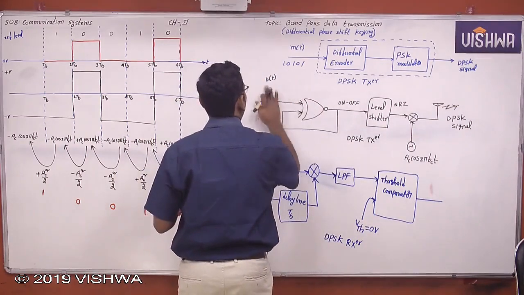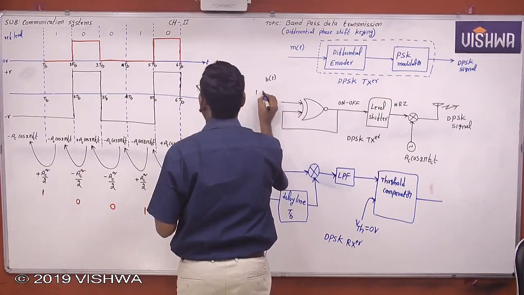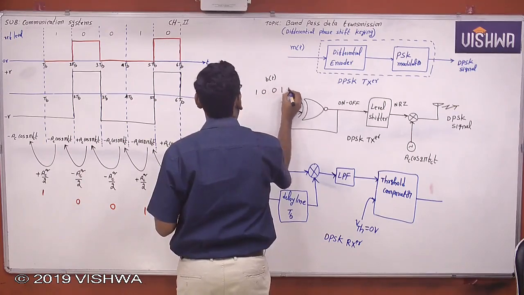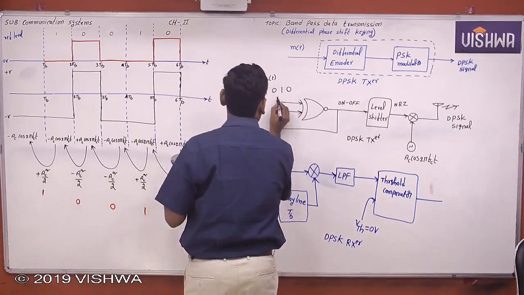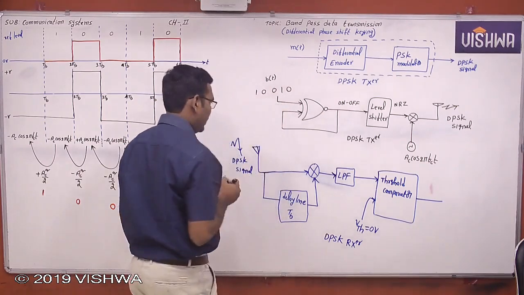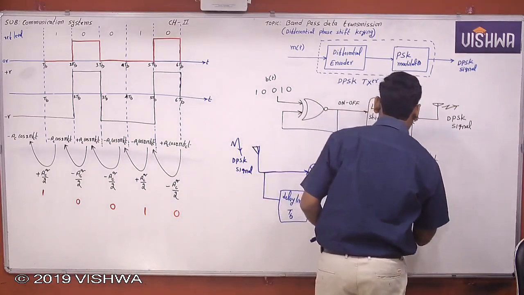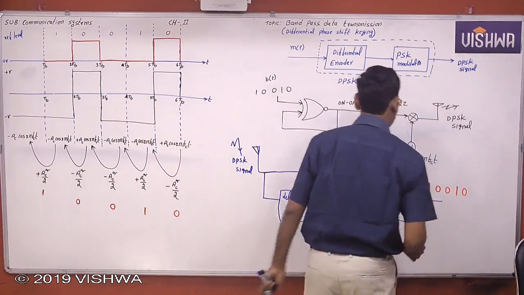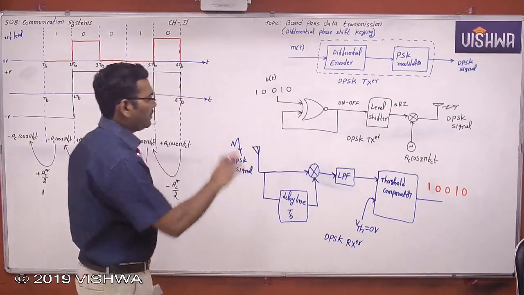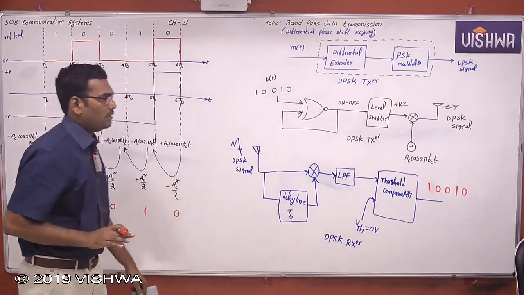Now the binary data, which we are transmitting, is 1 0 0 1 0. But what is received? The received is 1 0 0 1 0, the same thing. But without carrier at the receiver, without synchronization, without local oscillator. Okay, note down this.